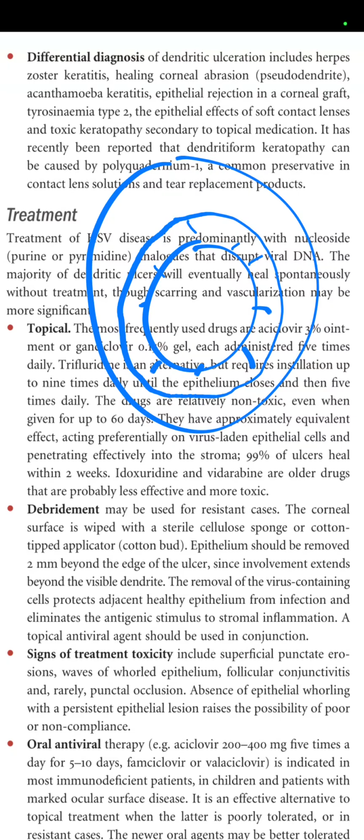The removal of the virus containing cells protects adjacent healthy epithelium from the infection and eliminates the antigenic stimulus to stromal inflammation. So what does it do? It basically protects the healthy epithelium around it, and also eliminates any stimulus for the stromal inflammation. The topical antiviral should be used in conjunction. Then we give antiviral treatment after that.